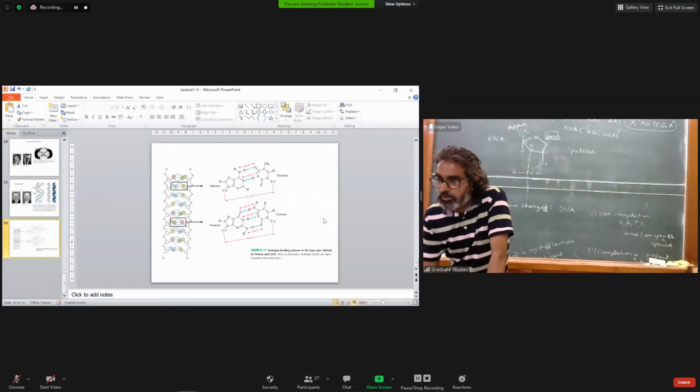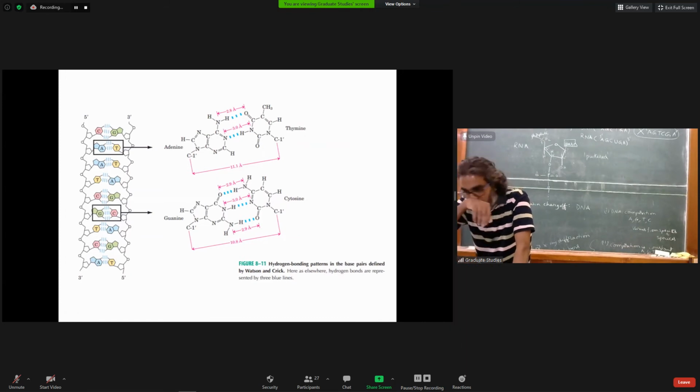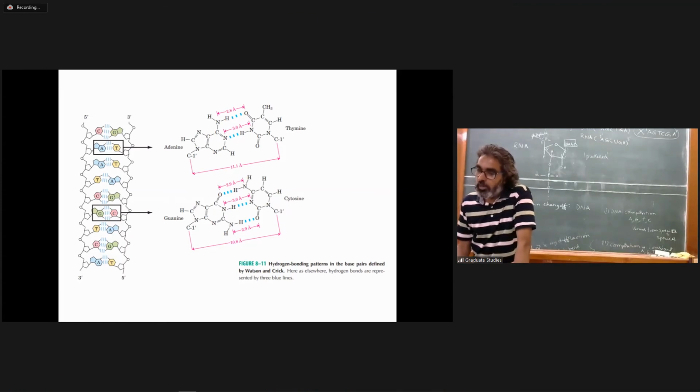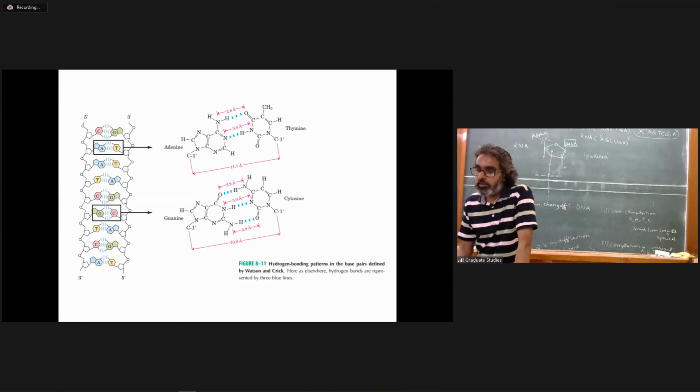Okay, so now you see this base pair structure. If you see the hydrogen bonds between adenine and thymine, two hydrogen bonds are possible, because each one is giving one donor, and each one has one acceptor. But if you see G and C, there are a total of 3 bonds.